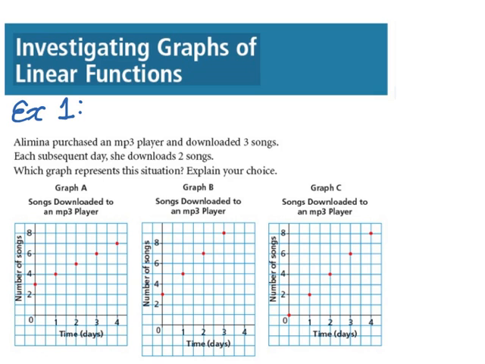Before we look at the graphs, let us look at the specific information given in this example. So let's reread this question. Elimina purchased an MP3 player and the same day downloaded 3 songs. Each subsequent day, she downloaded 2 more songs. This means that she started off with 3 songs, then increased each day by 2 songs. So 3 plus 2 is 5, and then add 2 more, 7, add 2 more, 9, and so on.